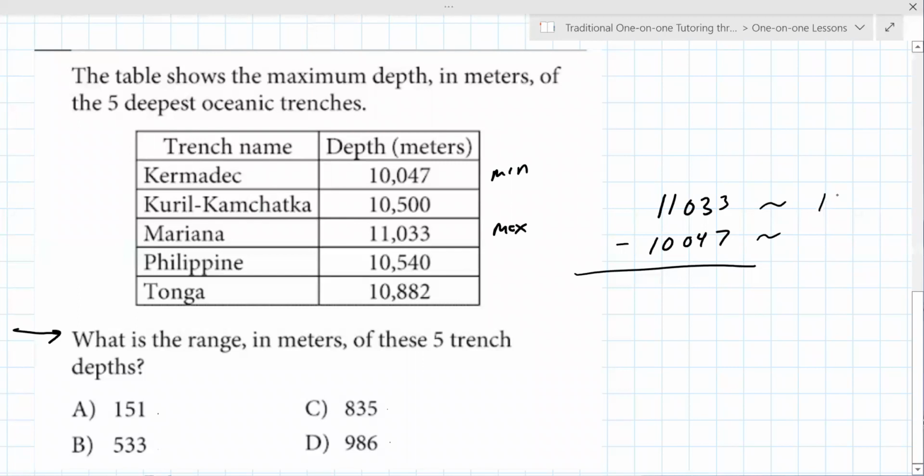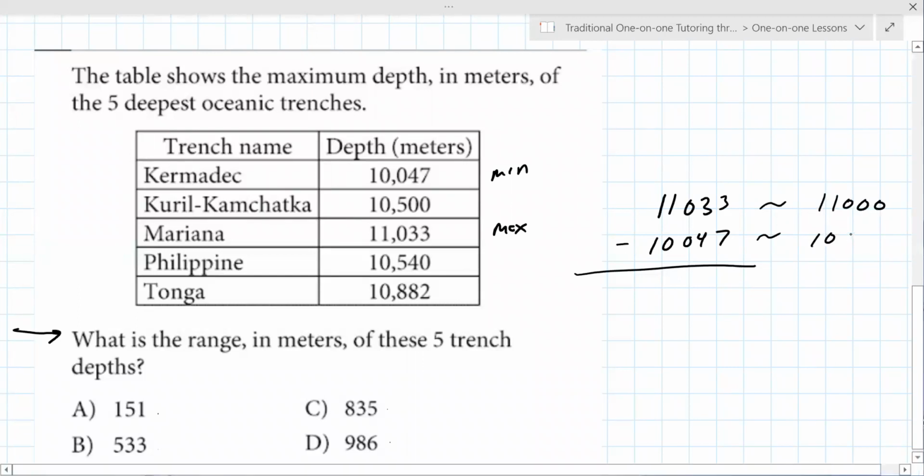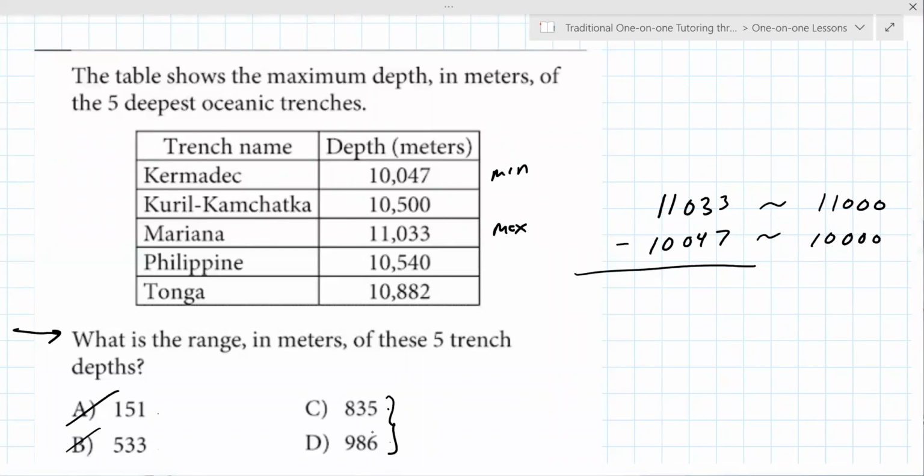Like this is like 11,000 and this is like 10,000. I would get rid of A. A for sure, and actually B is also pretty unreasonable as well. I know as a student you probably want to work these out, right? But you've got to find ways to work through these without doing the calculation because it takes too long. Now, how far apart are 835 and 986 approximately? Are they 5 apart, 10 apart? How far apart are the numbers?